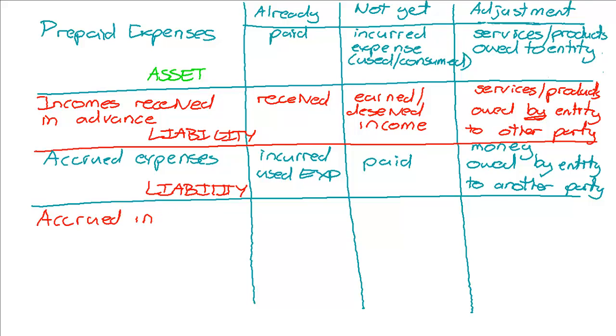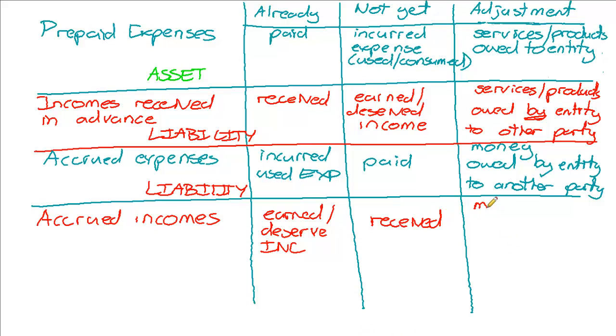And then we get to our last adjustment, which is our accrued incomes. And accrued incomes, we said, was when we actually earned or deserved an income. So we've done something to earn it. For example, we put our money in the bank and it earns income, we earn or deserve the income, but we've not yet received it. And because of that, money is owed, this time to the entity, and that is going to be an asset. If something is owed to the entity, that needs to be recorded as an asset.